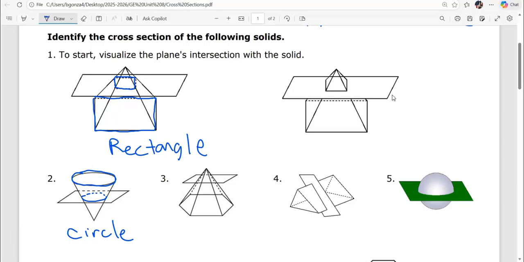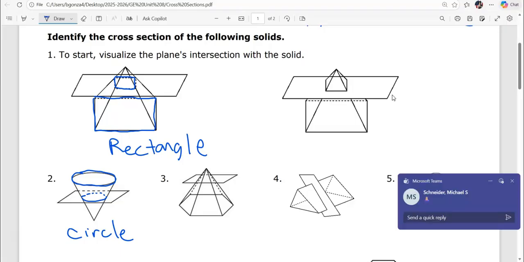We're basically answering the question, what is the slice parallel to the base? It's going to match the base. So number 2 is a circle. Okay? Hey, put the phone away.